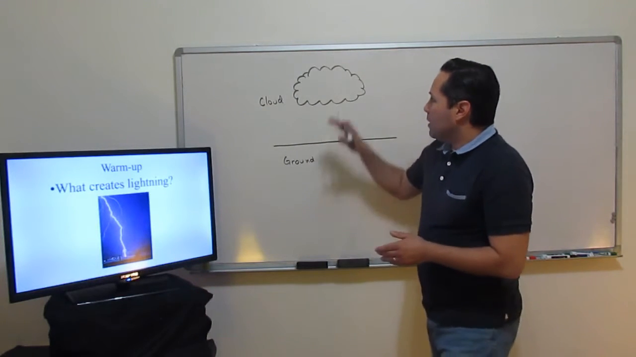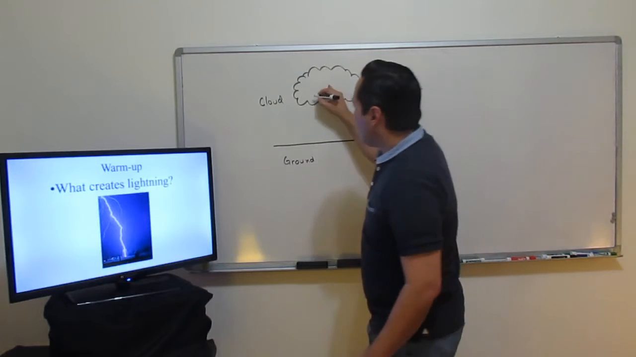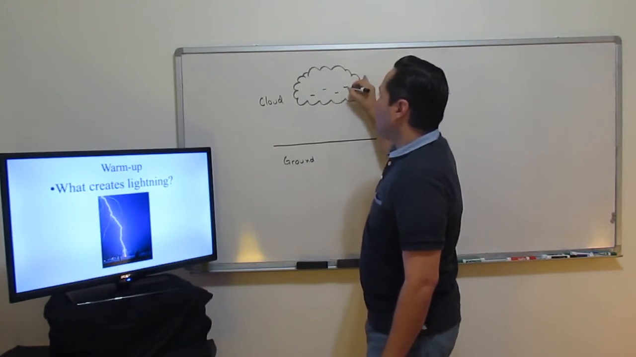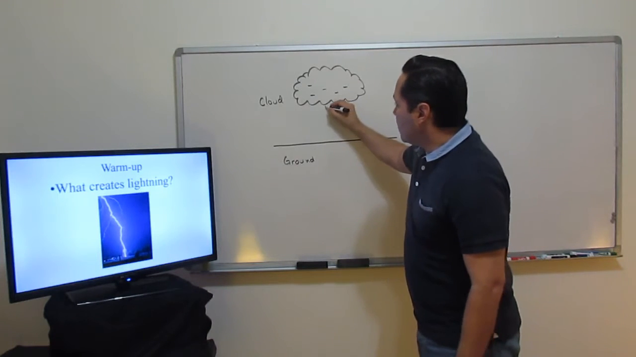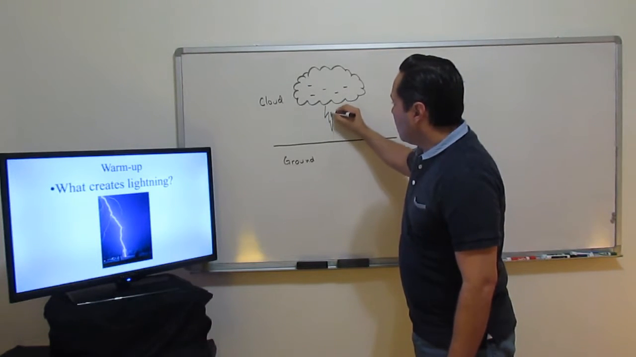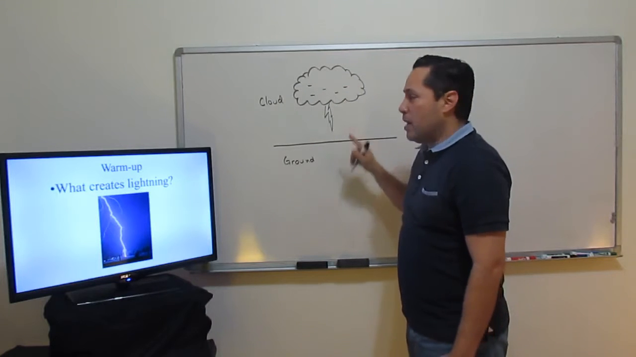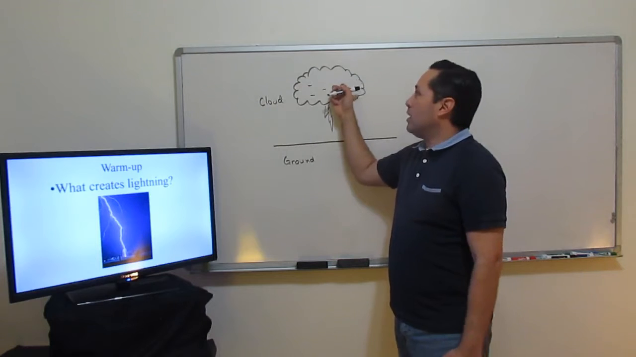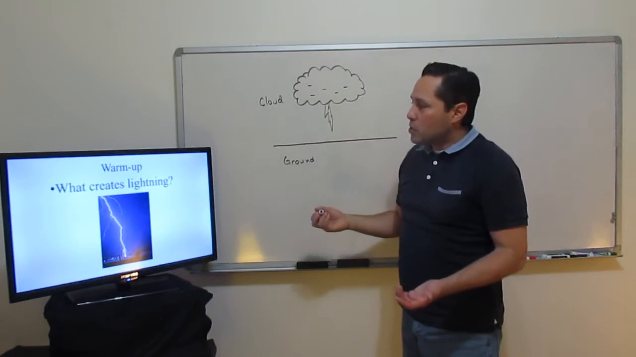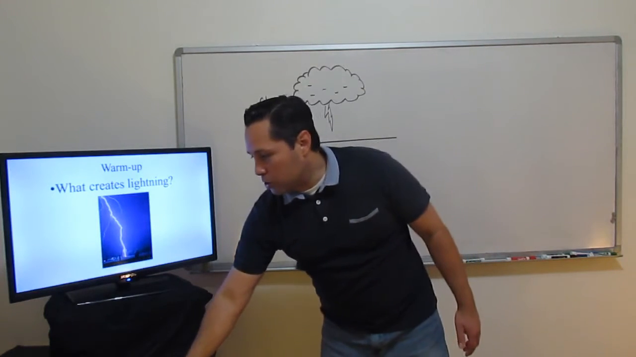Well, lightning is created between the clouds and the ground when you have a buildup of charges in the cloud. When you have enough charges, they could either come down from the cloud to the ground, but they could also go from the ground up to the cloud, between clouds, and sometimes they can even shoot up into the atmosphere. So that's what creates lightning, a buildup of charges.